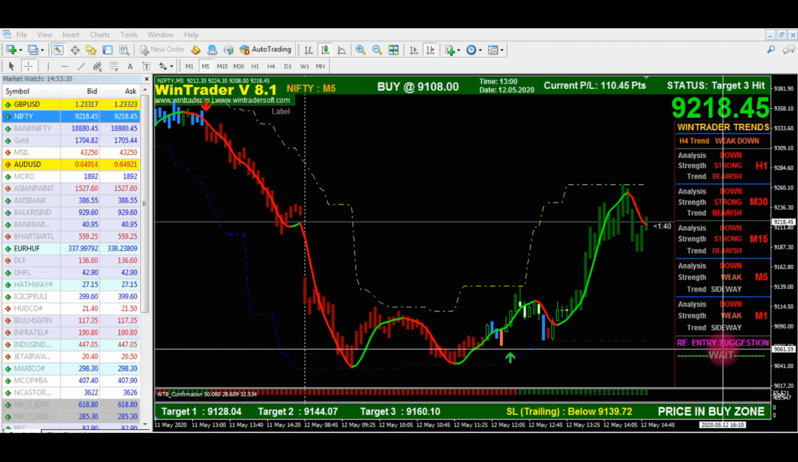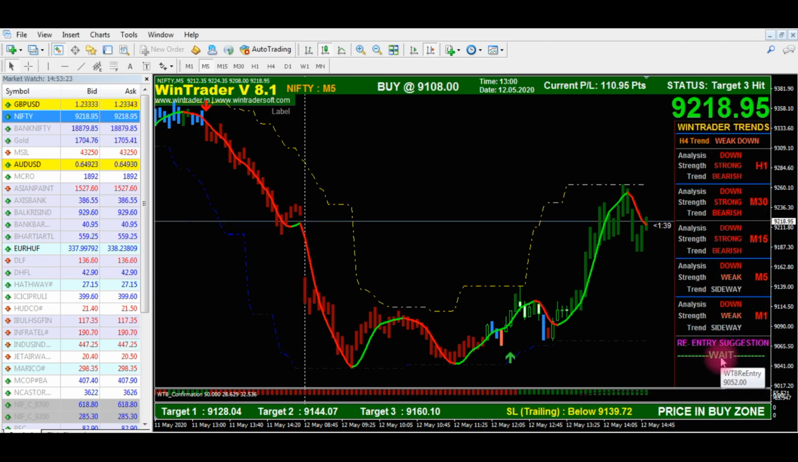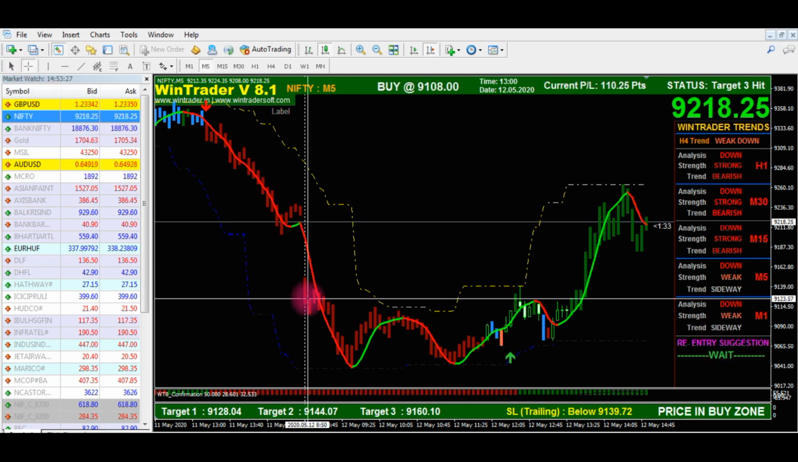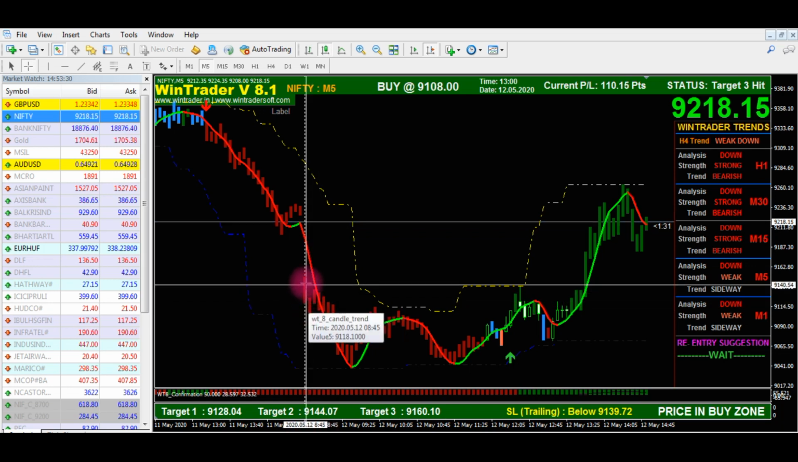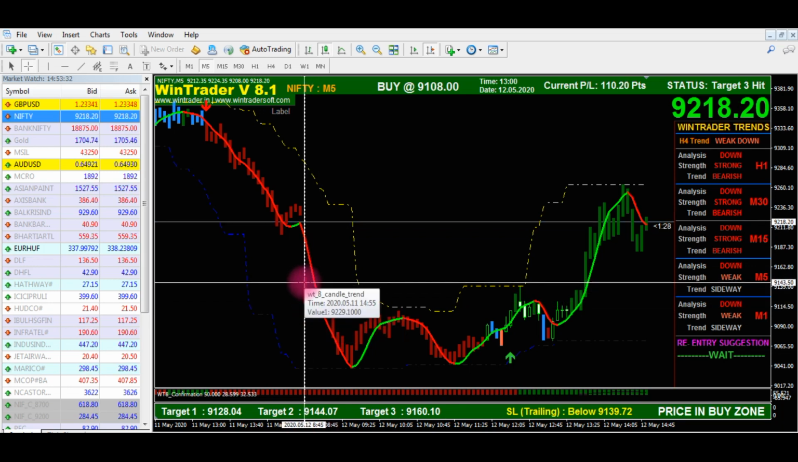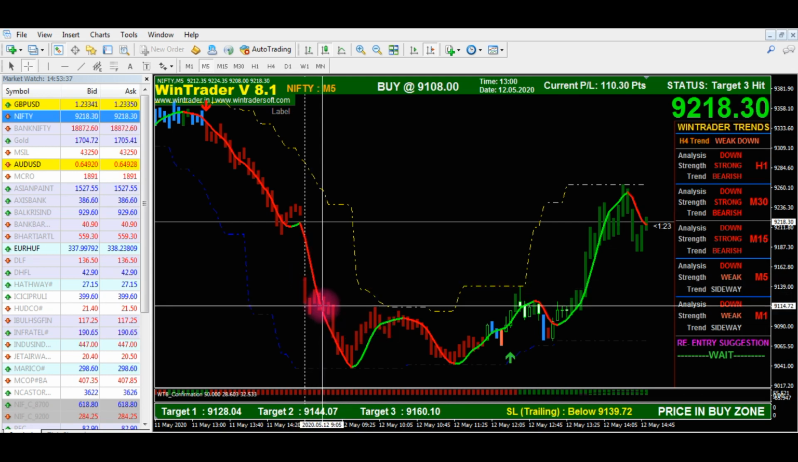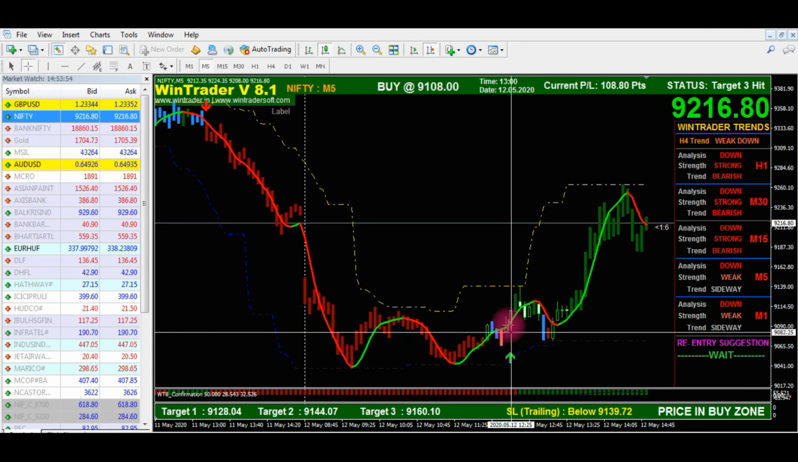Here you will get the re-entry suggestion, and only when the re-entry suggestion appears can you enter the trade. Today morning we got a re-entry price. The market opened at around 9145, and you could enter the trade on the re-entry at almost 9115. That re-entry signal was generated and the market went down from 9115 to 9035. It's already down, and here we got a buy.